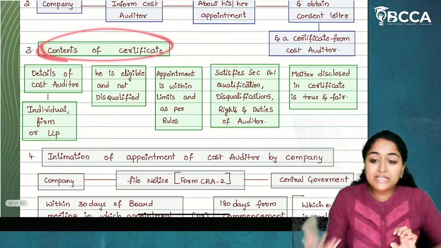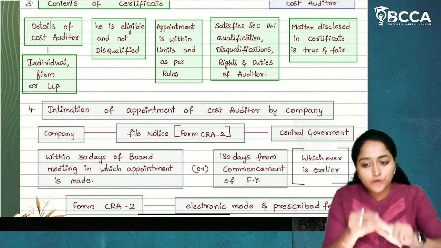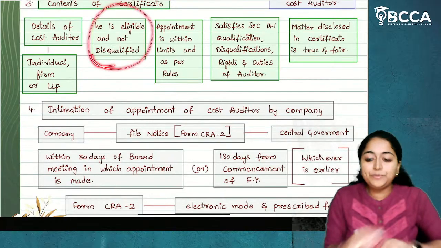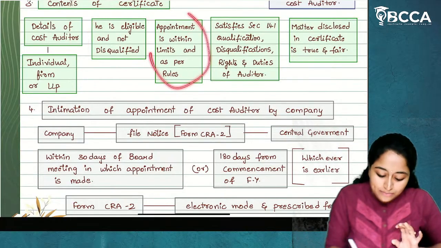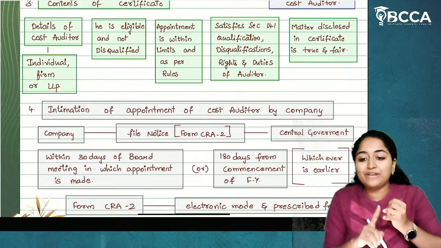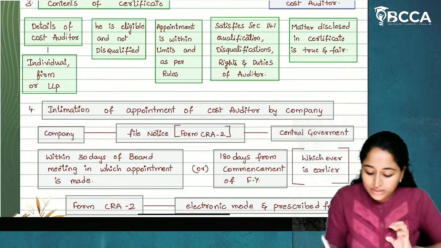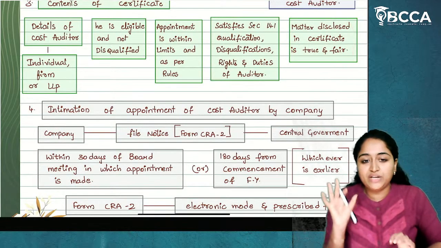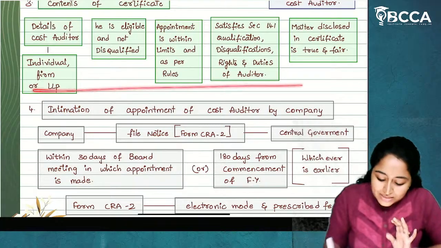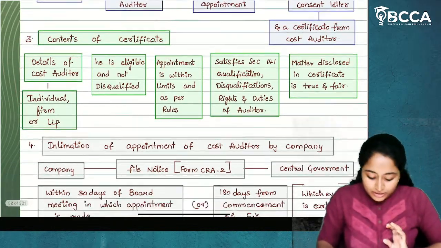Now, what will be the contents of the certificate? Details of the cost auditor, whether he is an individual, firm or LLP. He is eligible and not disqualified for the appointment. The appointment is within limits and as per rules. Satisfies section 141, which is qualification, disqualification, rights and duties of auditor, and the matter disclosed in the certificate is true and fair. All these contents should be there in the certificate which is given by the cost auditor.